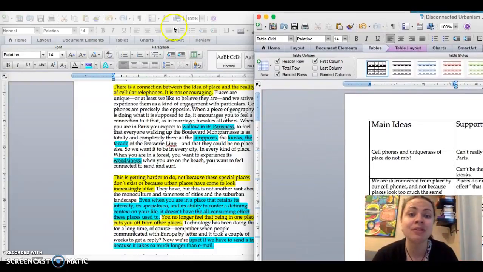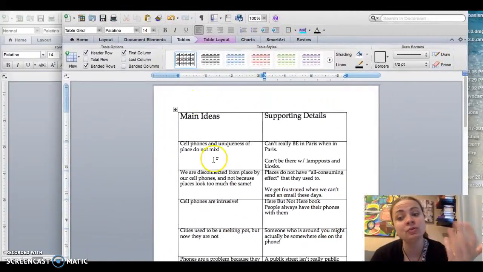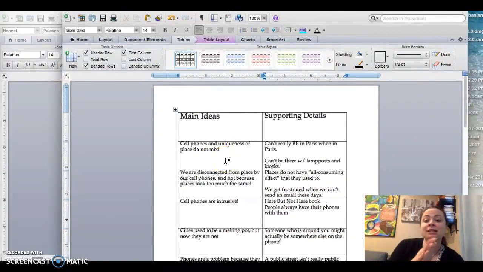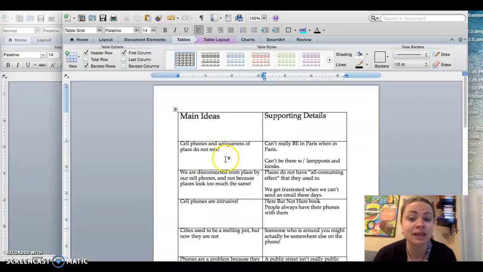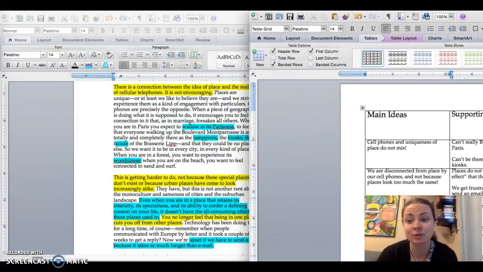highlighted everything that was a main idea in yellow and then everything that was a detail in blue in the article Disconnected Urbanism. And then what I've done over here is to type out the main ideas on the left column and the supporting details on the right. So the first main idea is cell phones and the uniqueness of place do not mix. That came from the first sentence of the first paragraph.